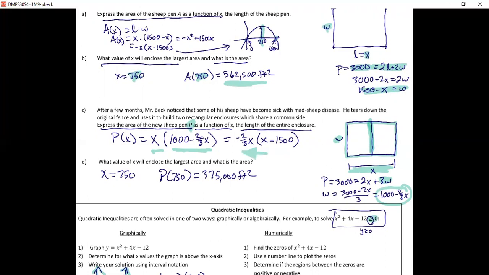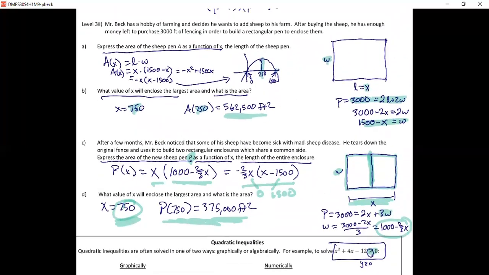So once again, if I go and say what's halfway in between 0 and 1500, that should be 750. Yes, you could do negative b over 2a or any of the other strategies. I like having the intercept form because halfway in between my intercepts of 0 and 1500 will give me the 750 again. And then P of 750 is 375,000, which will be my new largest area.